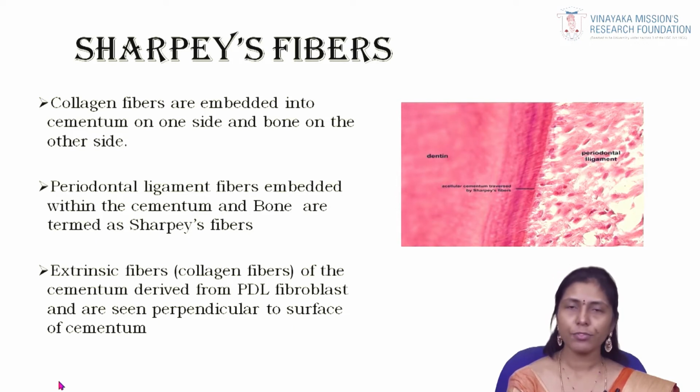The collagen fibers that are embedded into the cementum on one side and embedded into the bone on the other side, you call Sharpey's fibers. So what are Sharpey's fibers? They are the periodontal ligament fibers that are embedded within the cementum and the bone. So the extrinsic fibers of the cementum are derived from the periodontal ligament fibroblasts, and they are oriented perpendicular to the surface of the cementum.